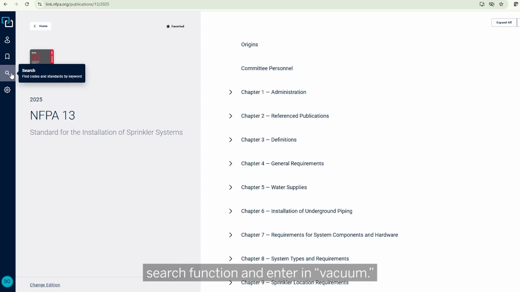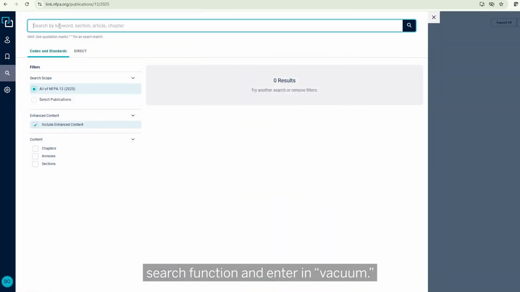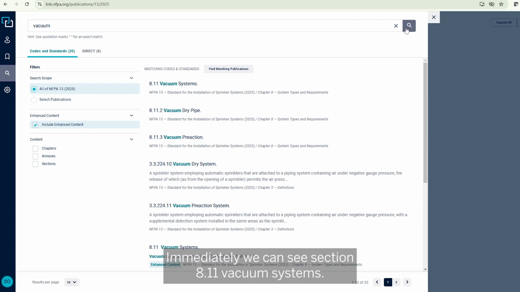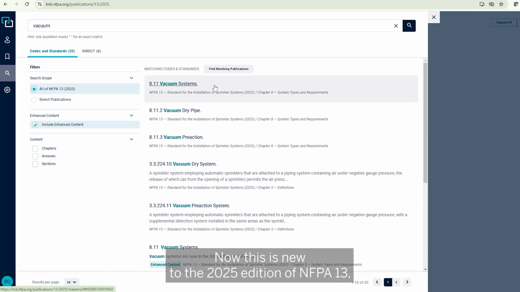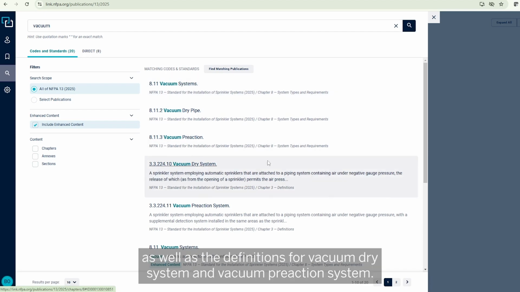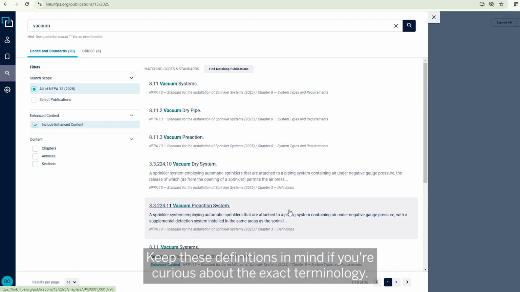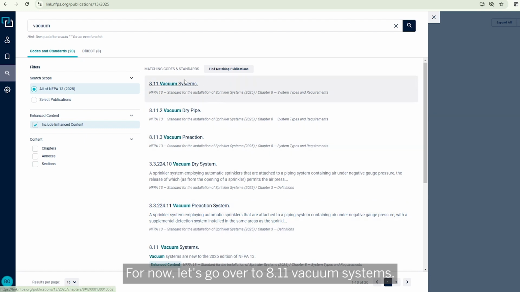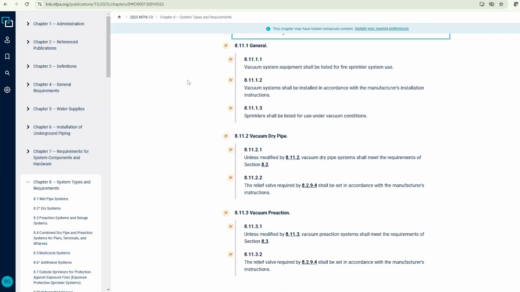I'm going to go over to the search function and enter in vacuum. Let's see what comes up. Immediately, we can see section 8.11 vacuum systems. Now this is new to the 2025 edition of NFPA 13, as well as the definitions for vacuum dry system and vacuum pre-action system. Keep these definitions in mind if you're curious about the exact terminology. For now, let's go over to 8.11 vacuum systems.